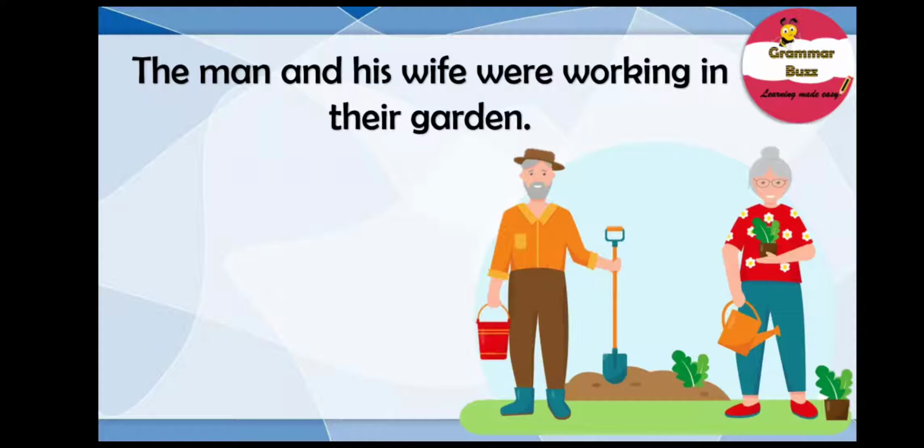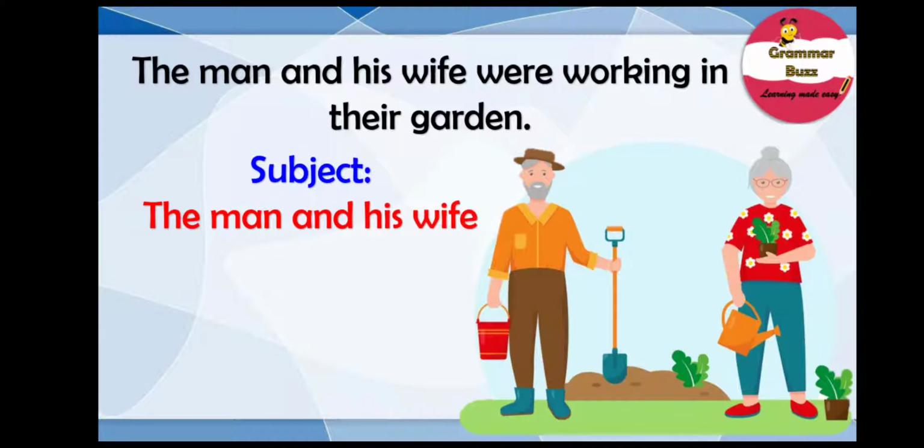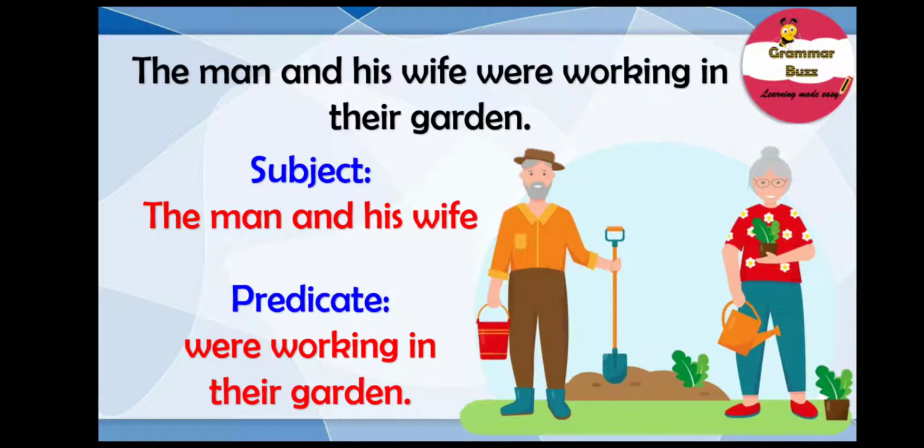And it states, the man and his wife were working in their garden. So, which is the subject and the predicate in this sentence? Have you identified it all right? Have you? Okay, so let's check it together. The subject in this sentence is the man and his wife, and the predicate is were working in their garden.